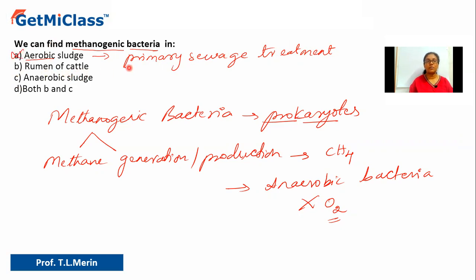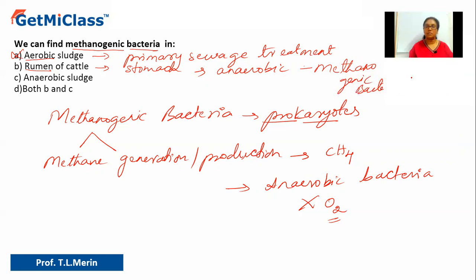Option B is rumen of cattle. In the rumen of cattle, they do have anaerobic condition in this particular part of the stomach, which is called the rumen. So rumen is a part of the stomach. And there you can find what kind of environment? You can find an anaerobic environment, and hence you can find methanogenic bacteria. So it is correct.